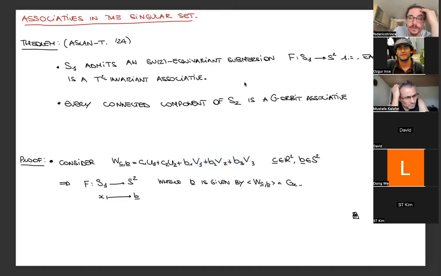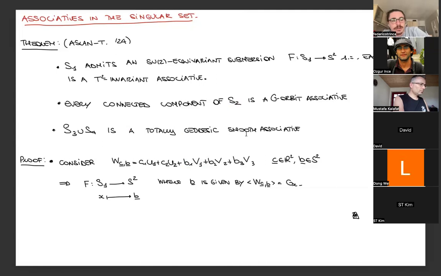Now, for the last two cases, so for S2, you can see that S2 is a G orbit and is associative, and this follows essentially from the representation theory that I mentioned at the beginning of this lecture. And S3 union S4 is a totally geodesic smooth associative, and this again follows from the representation theory.